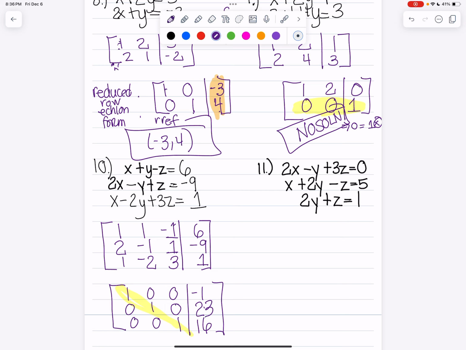Remember, your answer is an ordered triple. So this is your solution right here. This last column is your solution. Negative 1, 23, 16. That is your solution right there. So make sure you practice this on the calculator and even on your tests and homework. Most of these are for you to actually type in the calculator because I'm showing you calculator in 9.2.